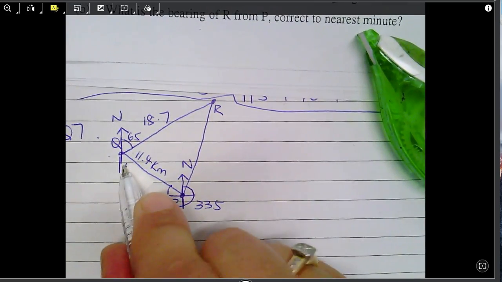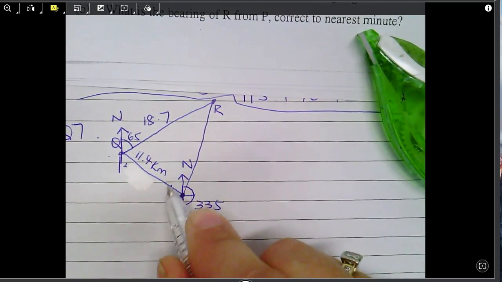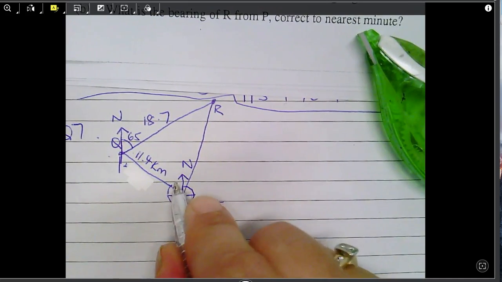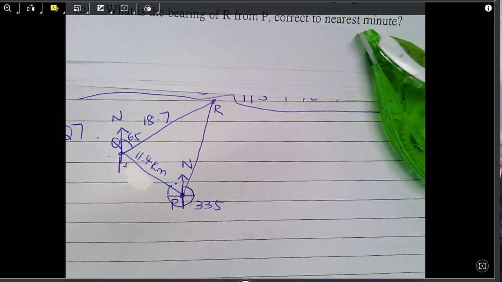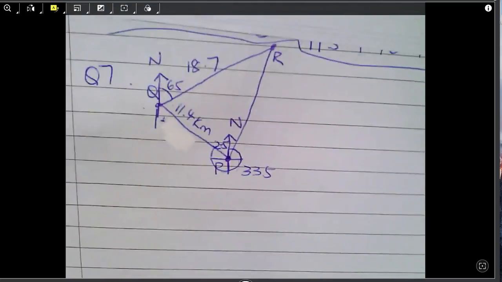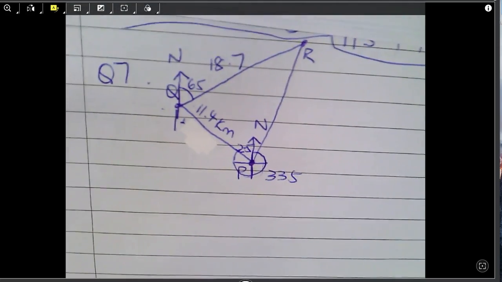How can you work out this angle here? Girls, I know that's 335. Can you tell me what this little angle up here would be? The remaining angle in that revolution? That would be 25, great. So that little remaining angle in there is 25.